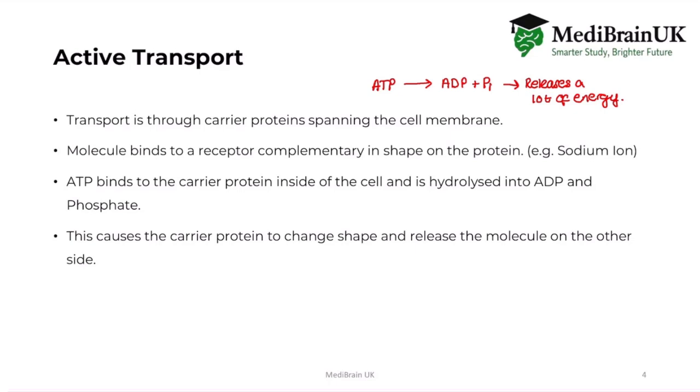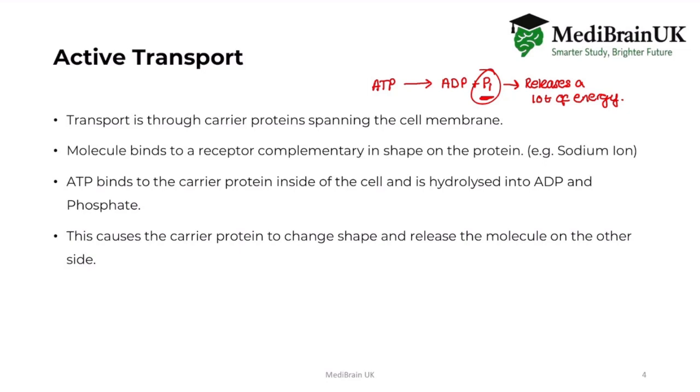Now that phosphate ion is released. So remember, we're forming that phosphate ion. When that ATP is converted into ADP and an inorganic phosphate, when that phosphate is bound to the membrane, that's what releases the energy. This phosphate is the energy releasing thing. When ATP is hydrolyzed and the phosphate is released, that phosphate binds onto the membrane and that causes the change in the structure of the membrane, causing the molecule to be released on the other side.